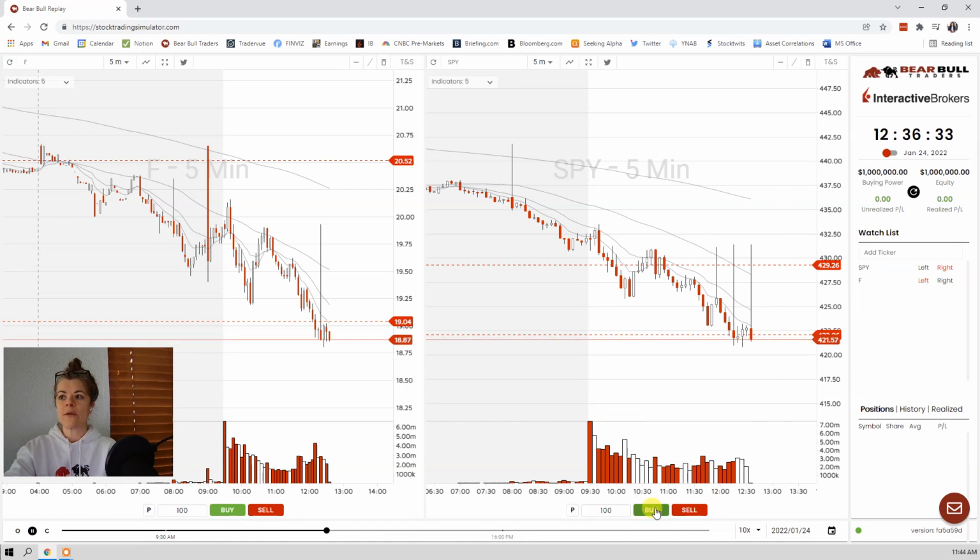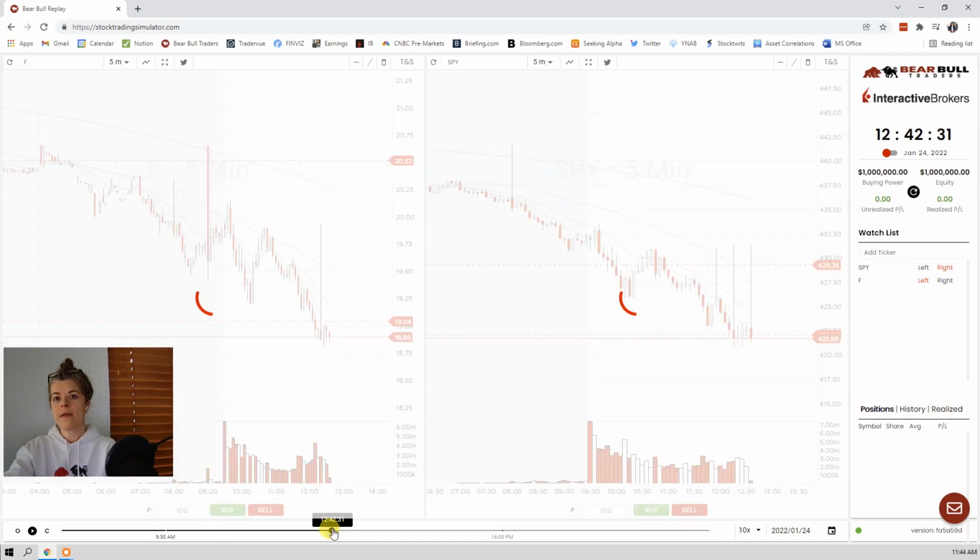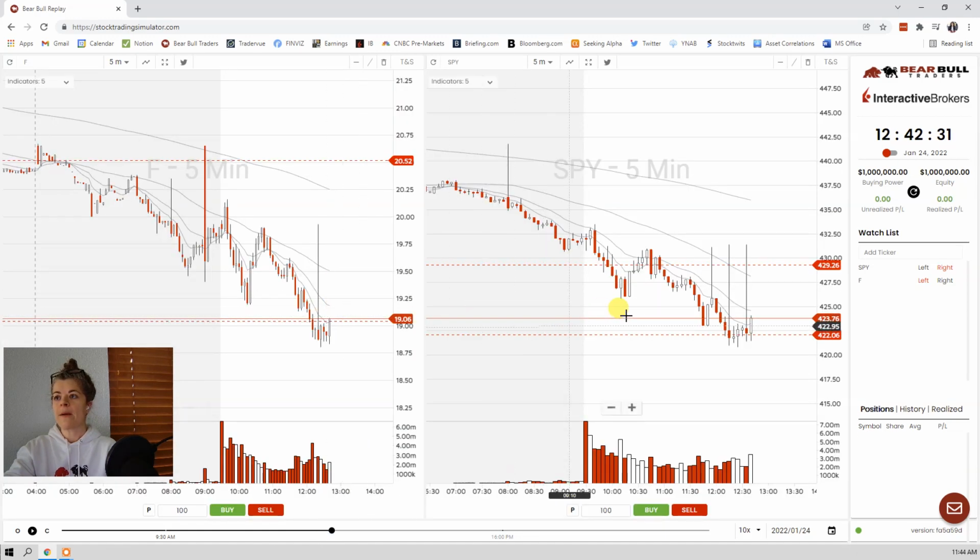Now I'm just waiting. So the SPY, it's broken below it a little bit. You can see that Ford has also broken below this key level. So now I'm just waiting. Yeah, it's on 10 times, cool. And we'll just let this guy play out. We'll speed it up a little bit. All right, we're coming back up to it.